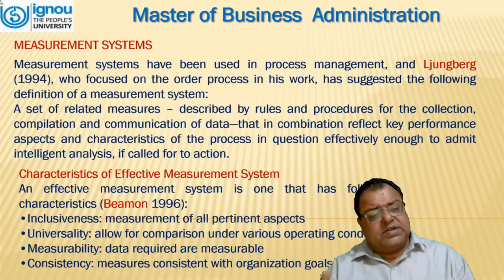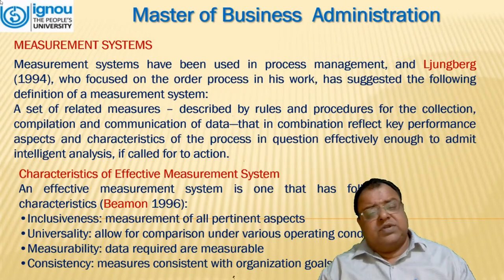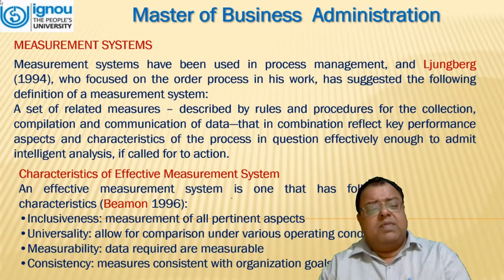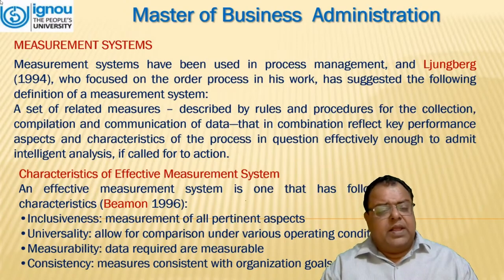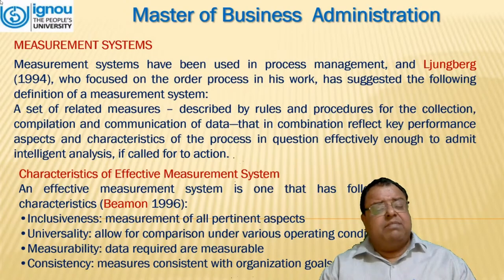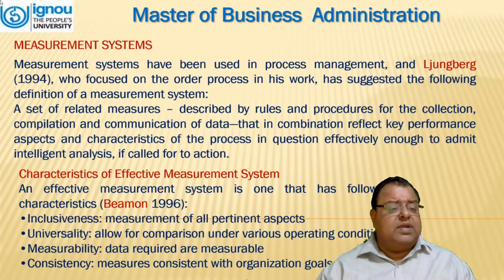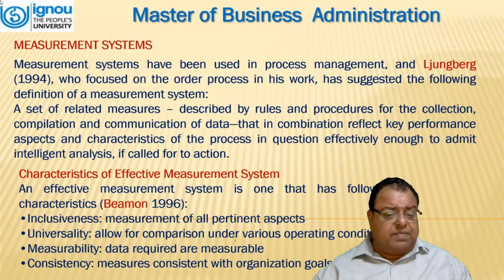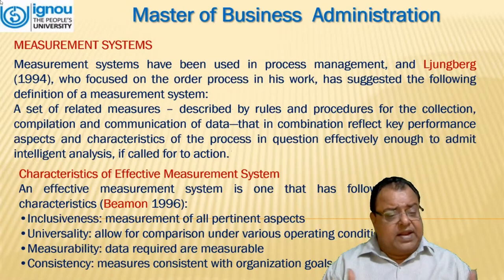What does this measurement system consist of? Measurement systems have been used in process management, and Bloomberg, who focused on the order process in this part, has suggested the following definition of a measurement system: a set of related measures described by rules and procedures for the collection, compilation, and communication of data that in combination reflects key performance aspects and characteristics of the process in question effectively enough to admit intelligent analysis.